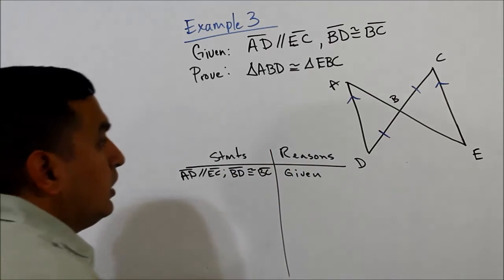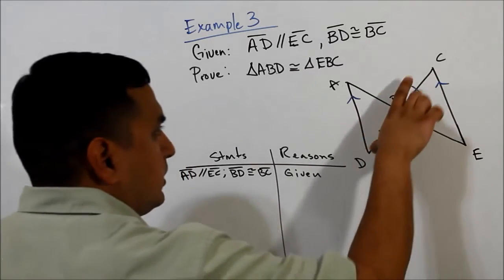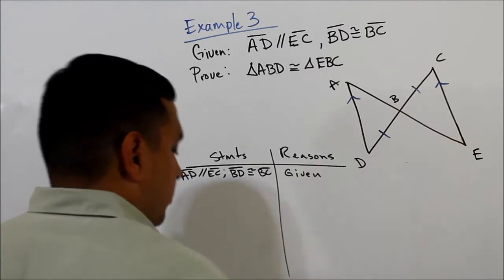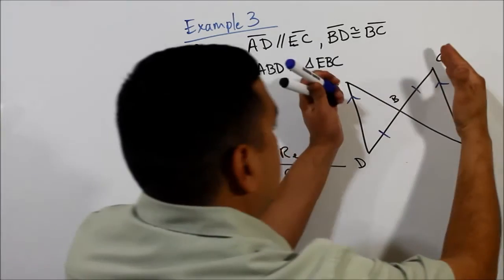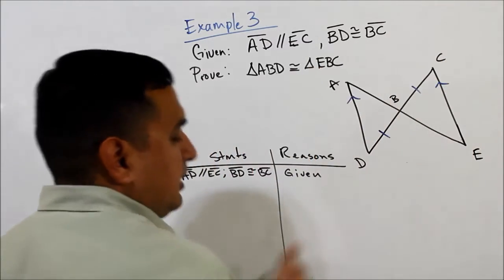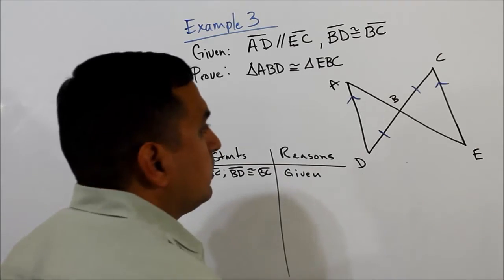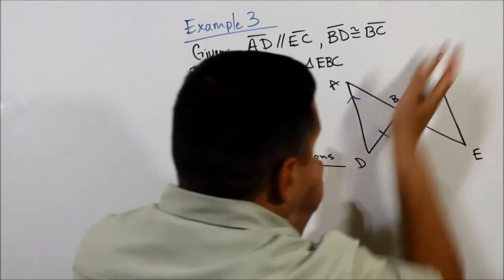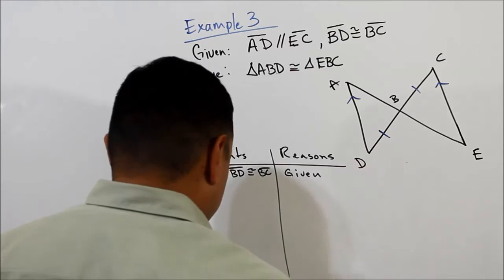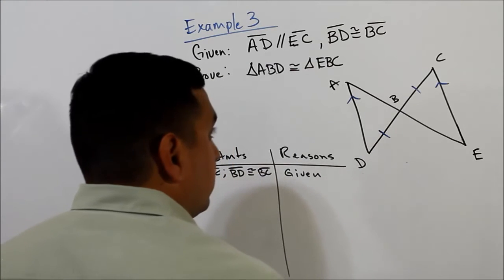Okay. Now, I already know my congruent sides. Now I have to use the fact that they're parallel. I have two parallel lines here. I'm going to use the segment DC as my transversal. So I have two parallel lines intersected by a transversal. I get a pair of alternate interior angles that are congruent.